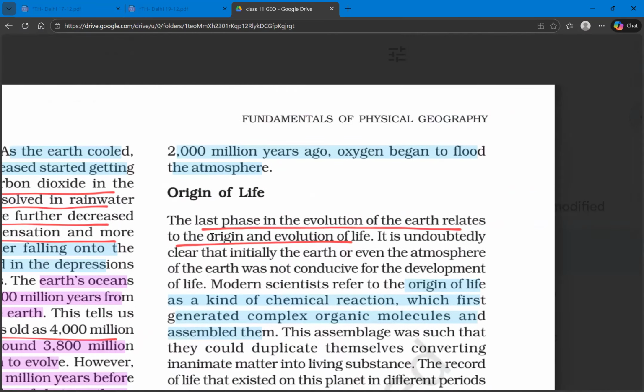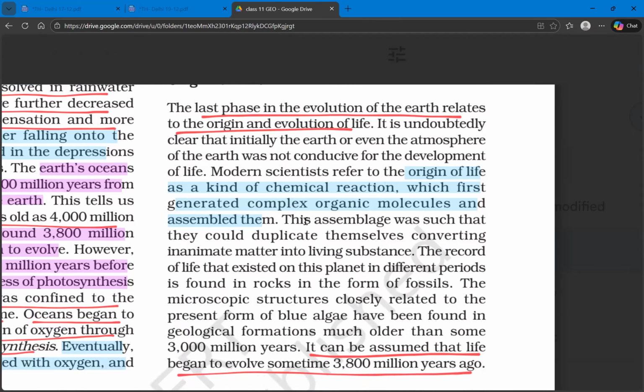In the origin of life, the last phase in the evolution of the Earth relates to the origin and evolution of life. It is undoubtedly clear that initially the Earth, or even the atmosphere of the Earth, was not conducive for the development of life, because the Earth was a barren rocky structure and there was an atmosphere that would not support the evolution of life. Modern scientists refer to the origin of life as a kind of chemical reaction which first generated complex organic molecules and assembled them. This assemblage was such that they could duplicate themselves, converting inanimate matter into living substance.